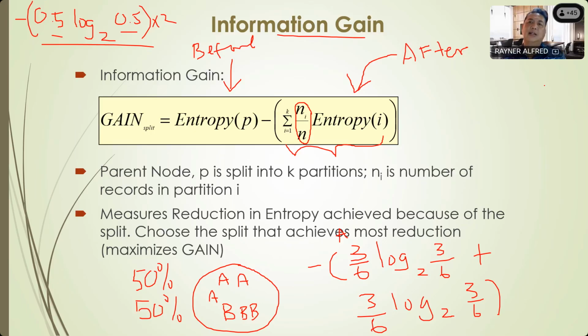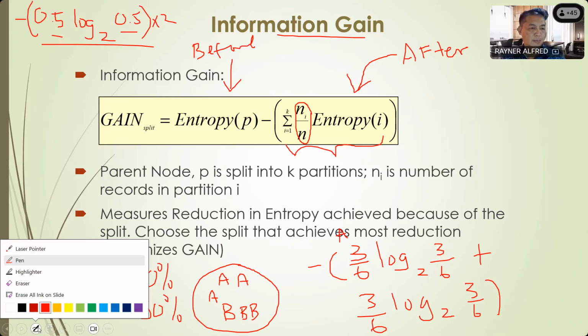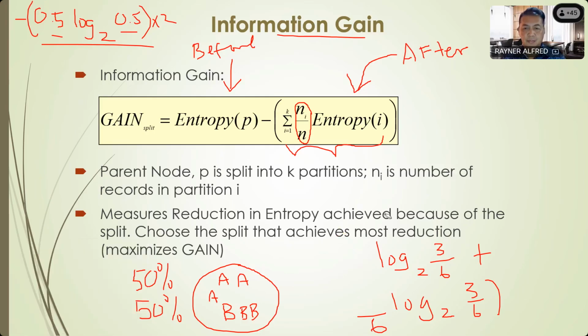One, right? Thank you, Tam. So the answer is 1. So for the initial one is 1. So the entropy for this is 1.